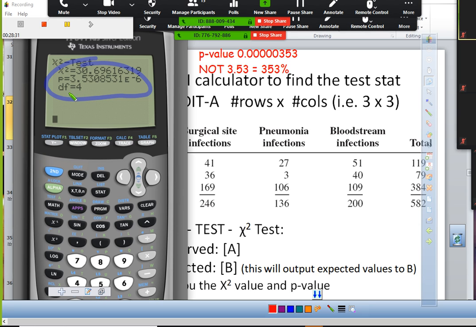In case you had trouble calculating degrees of freedom, or forgot, or didn't write it down, it'll tell you the degrees of freedom so it helps you find your critical value.